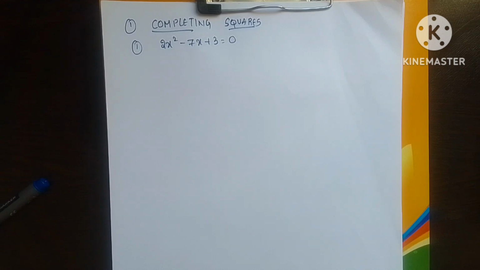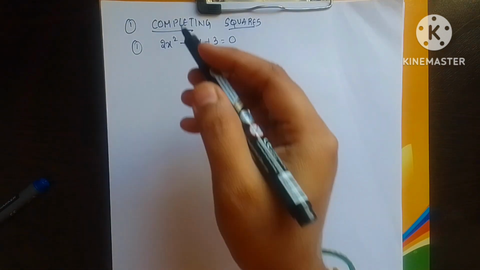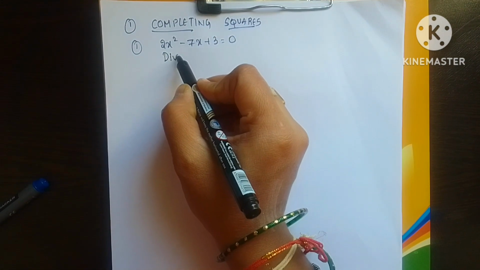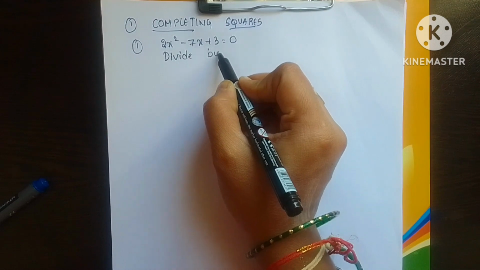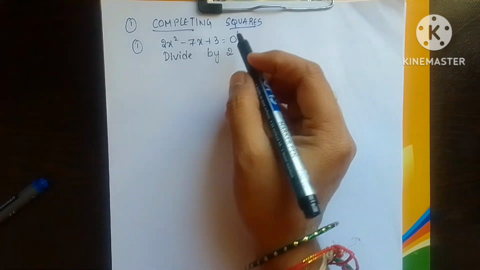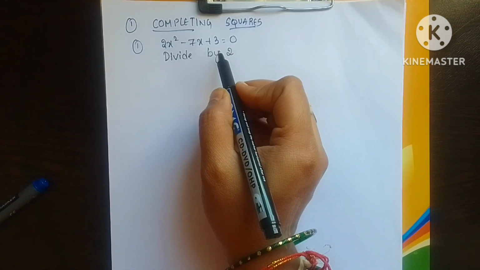We have done with the factorization method. Now we will go to completing the squares method. So in that, the first question is 2x square minus 7x plus 3 equals to 0. So here first we have to divide by 2. In the completing the squares method, first we have to divide the equation with 2.